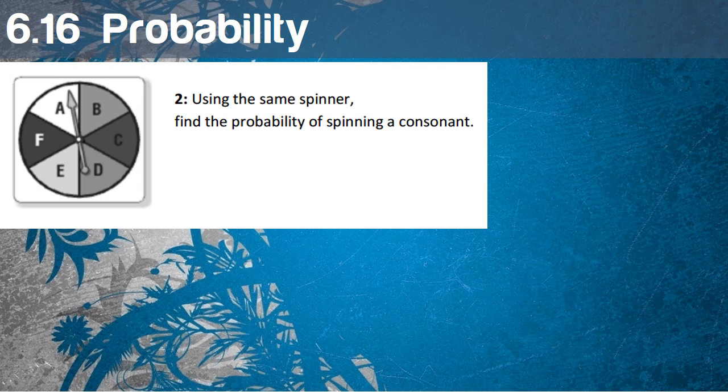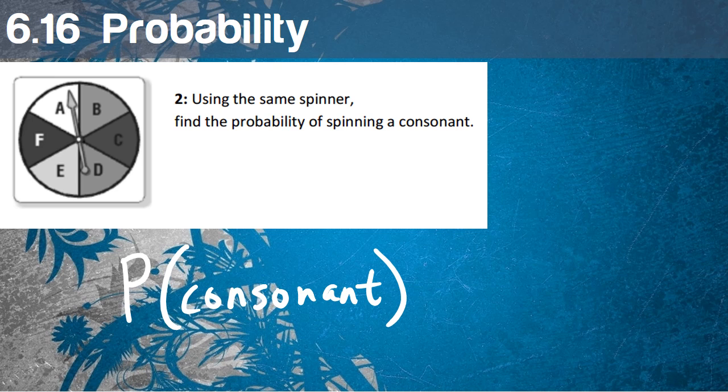So here's the next spinner. Using the same spinner, what's the probability of spinning a consonant? We're going to write that as the probability of our consonant. We're not looking at the vowels. There are 6 possible outcomes, and let's use our consonants. So B is a consonant, C, D, and F.